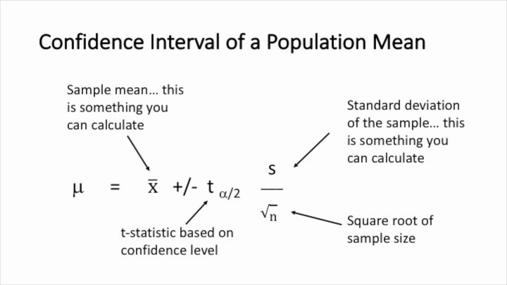Equals x bar, that's the sample mean. So this is something you can calculate. You go out and collect data on a random sample of observations, and you can calculate the mean value. And then you put the margin of error around that sample mean value. So that's the rest of the formula, which is plus or minus t subscript alpha divided by 2. This is a t statistic based on the confidence level that you set as a researcher. You multiply this by the standard error of the sampling distribution, and that is s, the standard deviation of the sample, divided by the square root of n, which is the sample size.